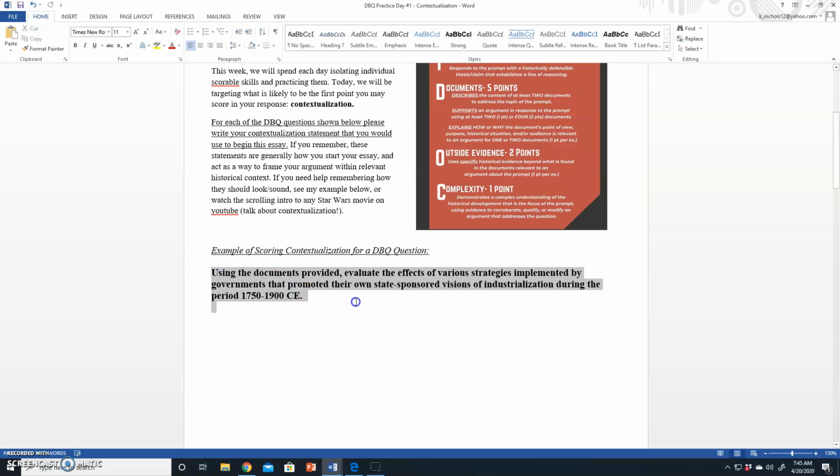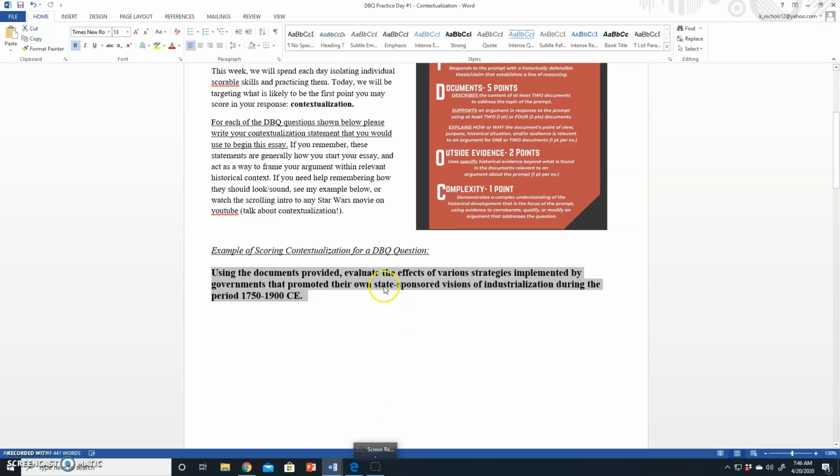Well, I'm going to give you an example prompt. We're going to assume that you've already read all the documents for this. That'll come later this week. What's the question say? It says, using the documents provided, evaluate the effects of various strategies implemented by governments that promoted their own state-sponsored visions of industrialization during the period 1750 to 1900 CE.